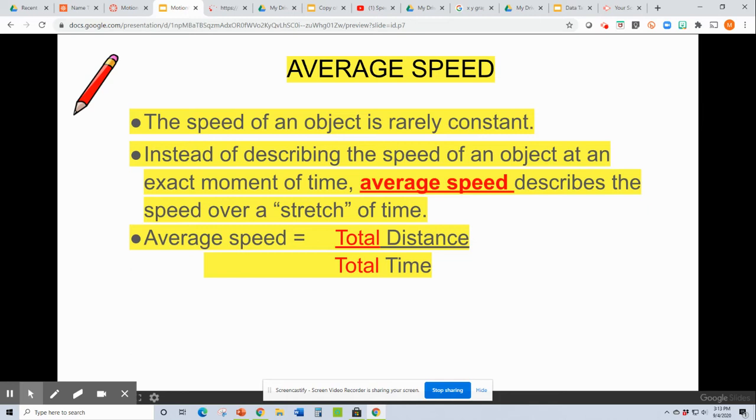Now, I could calculate at any instant exactly what my speed is at that moment in time, but that's not really what I'm interested in. I'm way more interested in how long did it take me to drive to Johnson City, and what was my average speed? So if someone said, what was your average speed when you went over there?